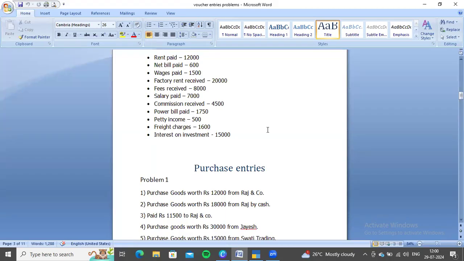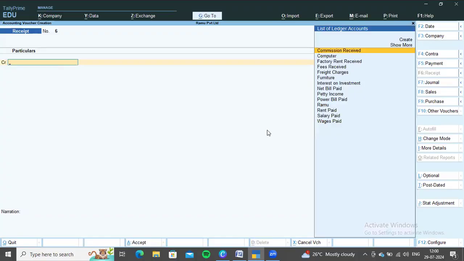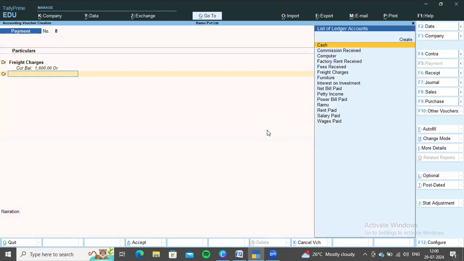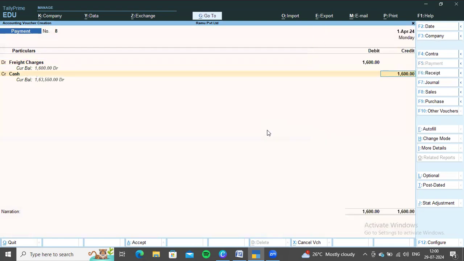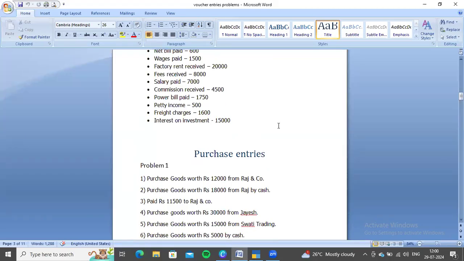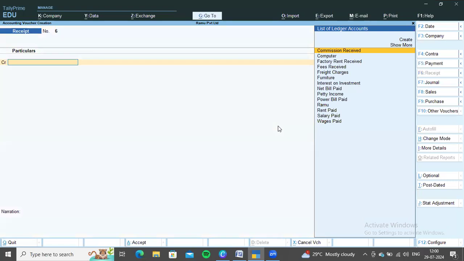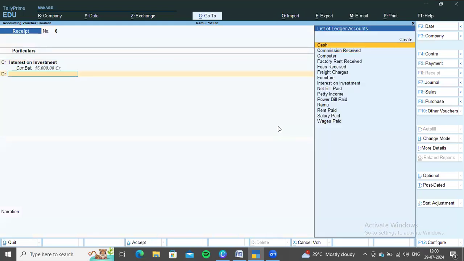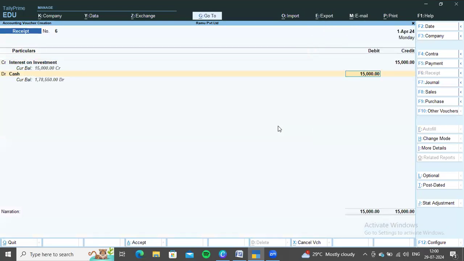Freight charges. It is also a payment. It's 1,600. Freight charges 1,600 and credit cash account. Interest on investment. It is a receipt. We are receiving interest on investments. So press F6. Credit interest on investment, how much? 15,000, and debit cash account as cash is coming in.